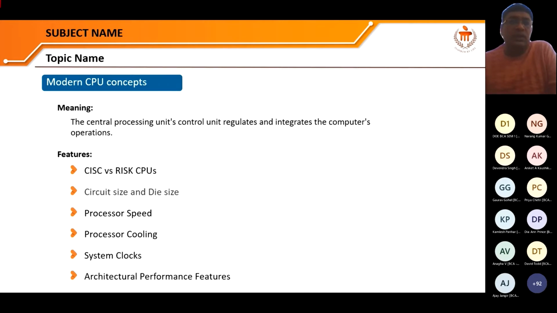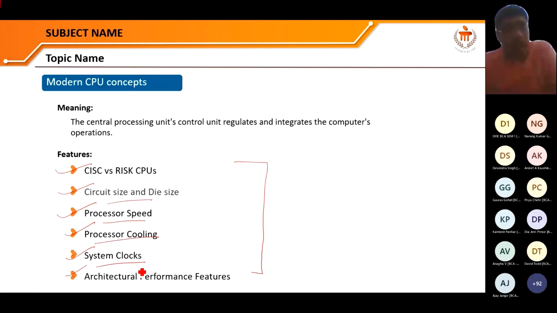Here are some main features of CISC and RISC CPUs. The second is circuit size and die size, processor speed, processor cooling, system clocks, and architecture performance and features. These are the things enabled in a modern CPU. So this part is divided: what is the role of CISC and RISC, CPU circuit size and die size, processor speed, why we need processor cooling, what is the meaning of system clocks, and what are the architecture performance features.